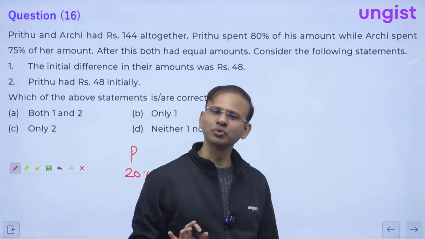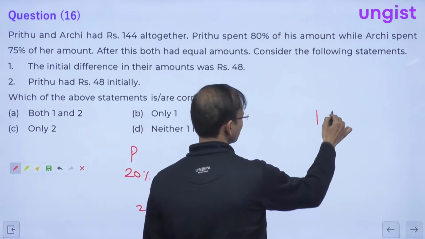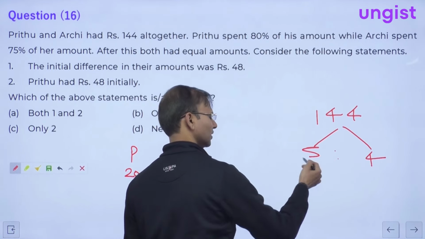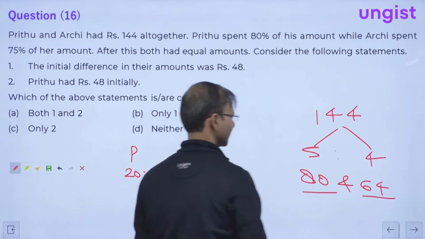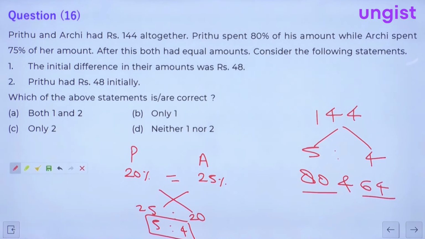Initially they had 144 rupees. 144 will be divided in the ratio of 5 is to 4. So 9, 16, 16 into 5 is 80, 16 into 4 is 64. Guys, this is the answer, 80 and 64. Now let's check. The first statement says the initial difference in their amounts is 16 rupees, so it is not correct. And Preetu had 80 rupees initially, not 48. Both are incorrect.